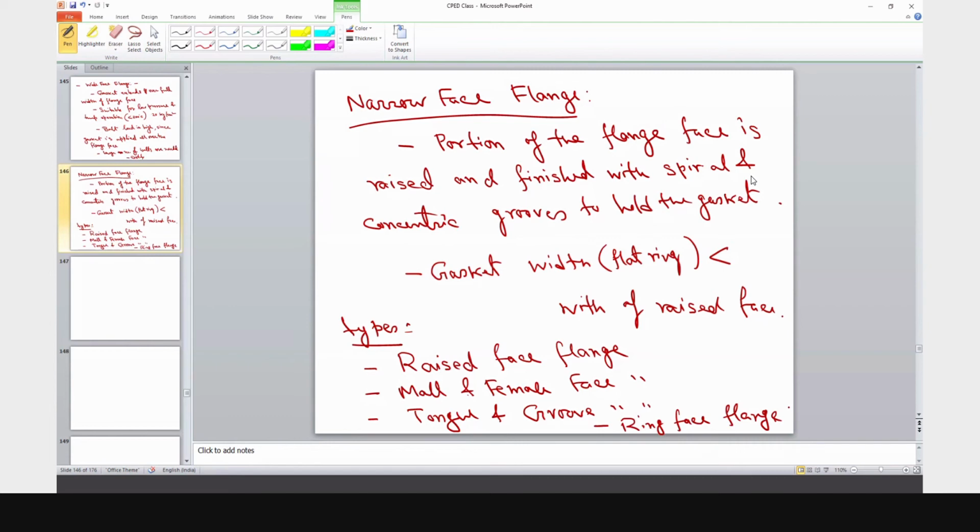Anyway, now we will discuss all this one by one. And flanges may be of another type depending on their attachment. So this is based on their face: narrow face, wide face, or standard, non-standard. And another type of flange is by how they are attached. So I am showing that at first.